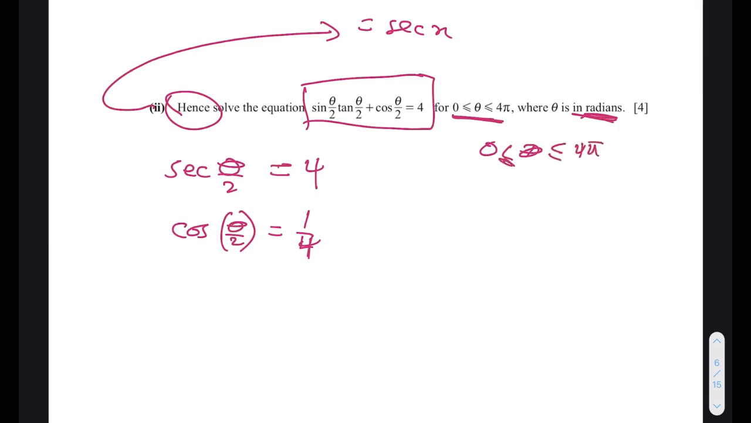Okay, modify it. They want you to work with this, but we are working with theta on 2, not pi on 2. So divide everything by 2. This is still 0. This will give you theta on 2, and this will give you 2 pi. So what we are really working with is from 0 to 2 pi.